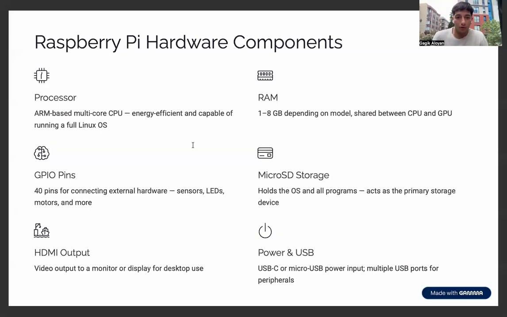Raspberry Pi hardware components. Now let's look at the hardware. A Raspberry Pi has a processor, RAM, USB ports, HDMI connections, a micro SD card slot and GPIO pins. The micro SD card is normally used to store the operating system and files. One of the most important parts is the GPIO pins, because they allow the Raspberry Pi to communicate with external electronic components.